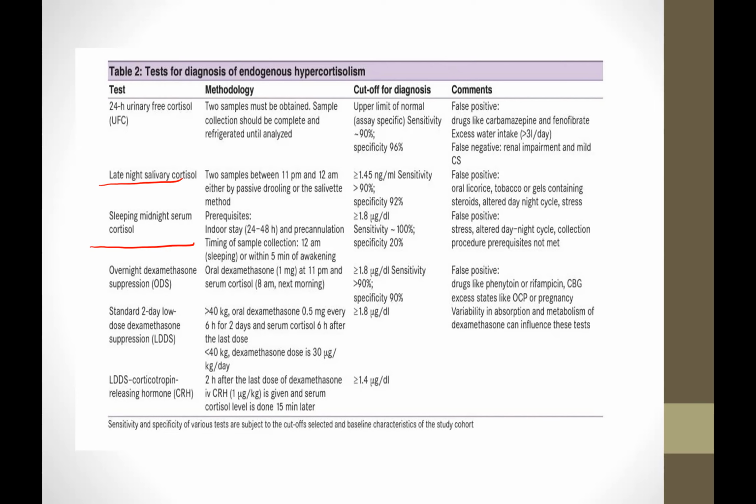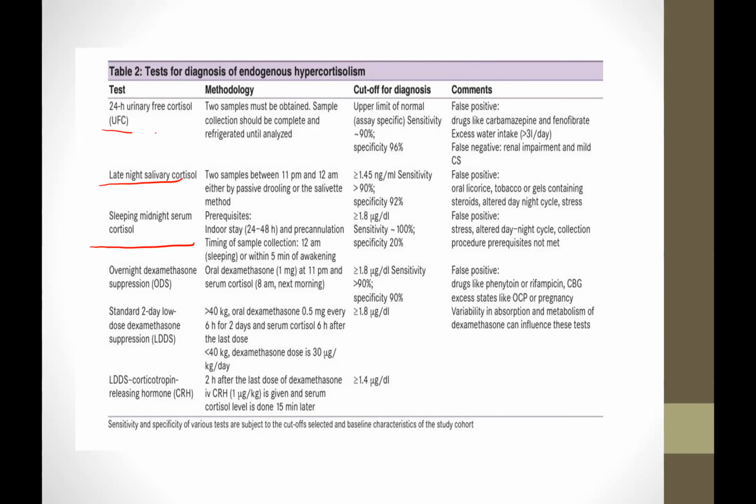Now, midnight serum cortisol. How do I obtain midnight cortisol? I have to admit the patient the previous day, and he will be put a catheter into the vein and a cannula, so that he is not awake when we are taking the sample. Exactly at around 12 a.m., we draw the sample and send it. If it is less than 1.8, it 100% rules out hypercorticism. It is a highly sensitive test. If it is more than 1.8 micrograms per deciliter, it is not very specific. So it cannot confirm the disease, but this test can rule out the disease.